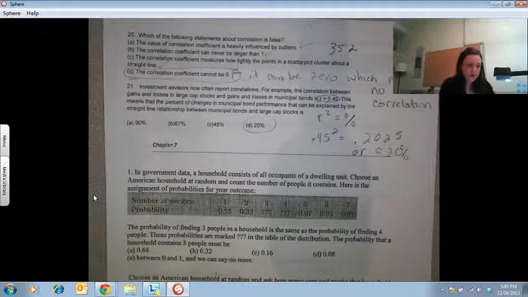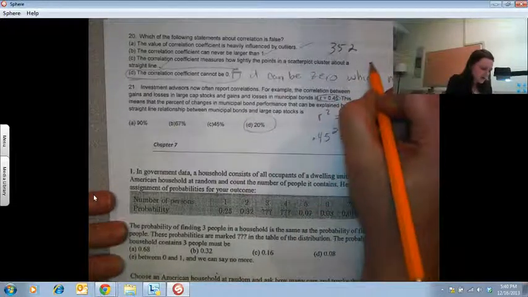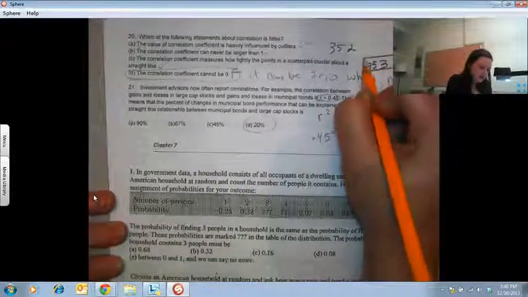The correlation coefficient can never be larger than 1. Again, true. The correlation coefficient measures how tightly the points in a scatter plot cluster around a straight line. True. And the correlation coefficient cannot be 0. That's false. It can be 0. It means there's no correlation. I think in your book, around page 353, there's a picture of a 0 correlation, so look it up so you know what a 0 correlation looks like. It's just a bunch of scattered points. Okay.